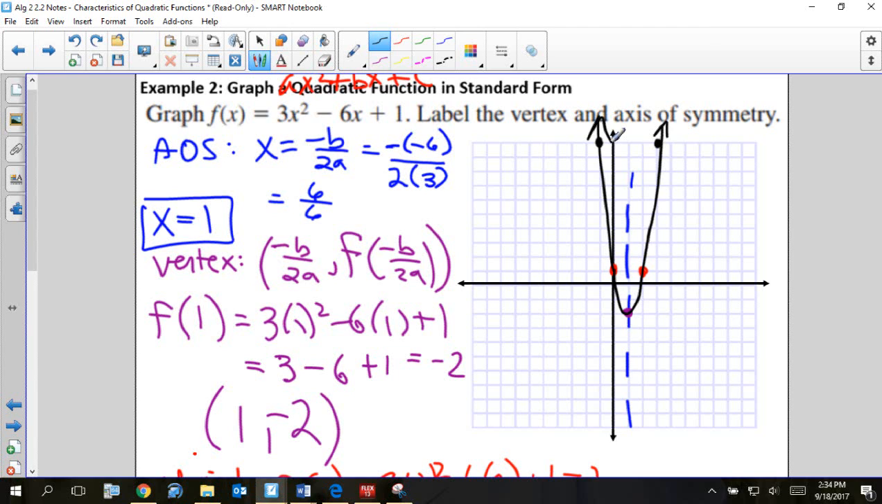Can you look at the next page? Let's find the axis of symmetry and vertex one more time. We practiced the y-intercept a bunch, but let's find the axis of symmetry and vertex one more time.